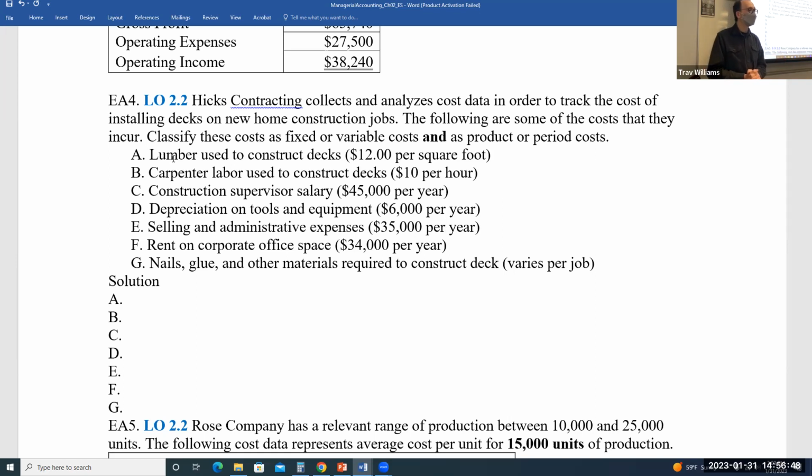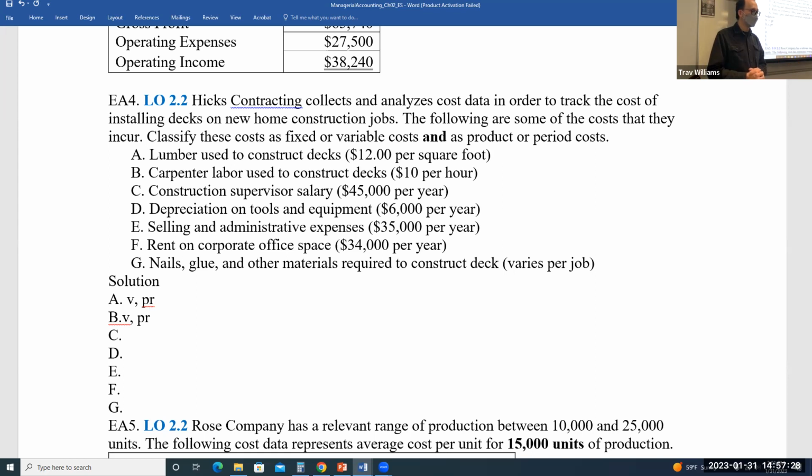So starting with A, lumber used to construct decks. Is that fixed or variable? Variable. And is it product or period? Product. So I'm just going to abbreviate that, V for variable, PR for product. How about carpenter labor used to construct decks? Variable. And that's a product cost as well, right? Because the carpenter's making the deck.